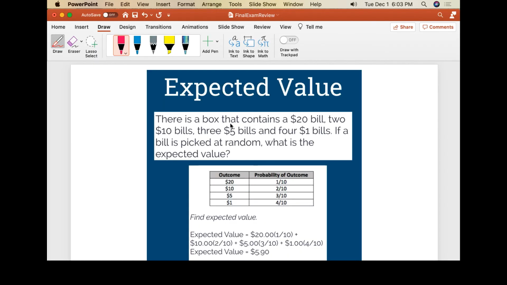$5.90. Now what they did here, they did it a little bit differently, but you still will end up with the same result. So they divided by 10 each time instead of at the very end. And either way will work.